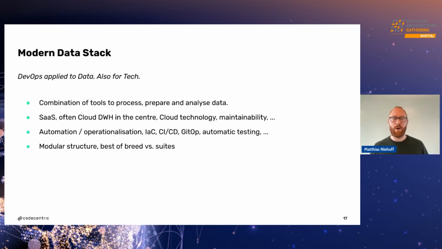So you run the whole solution of data, of storing and analyzing and providing value with data as a team. And it combines also the tools and processes to prepare and analyze data. It's often SaaS solutions. It's often the cloud data warehouse in the center. It's cloud technology on a technical scale.